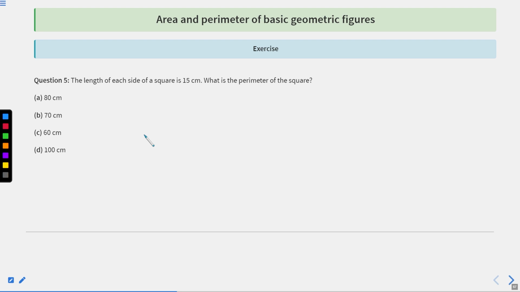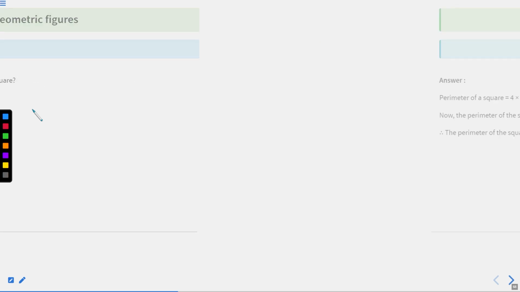So which option is correct here? Option number C. So for question number 5, the correct answer should be option number C, that is 60 centimeter.